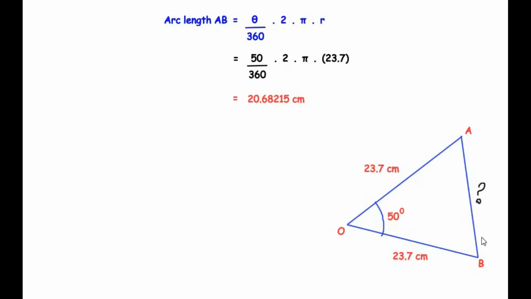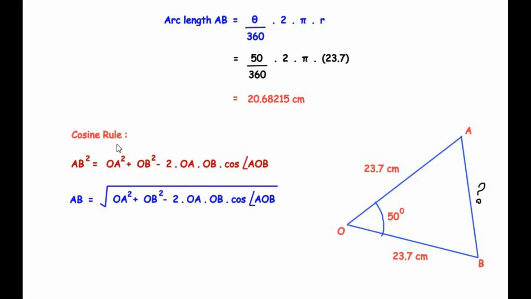So we have two sides given over here, and the angle opposite to the missing side is given. So to find out the missing side, we are going to make use of the cosine rule. Now the cosine rule is given as the square of the side which is missing, that is AB square, is equal to sum of square of the rest two sides, that is OA square plus OB square, minus 2 times OA times OB times cos of the angle which is opposite to the missing side. So in this case the angle is going to be AOB.